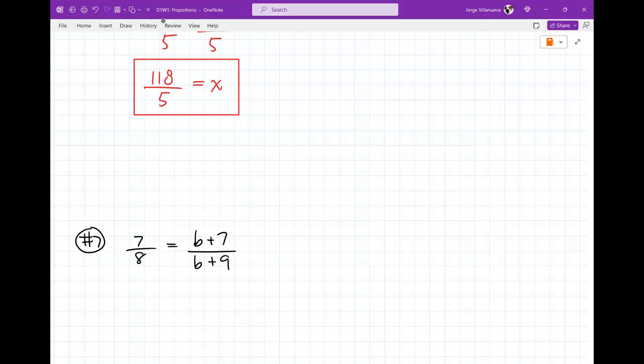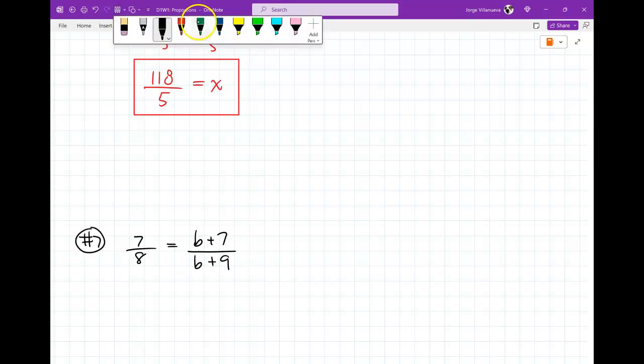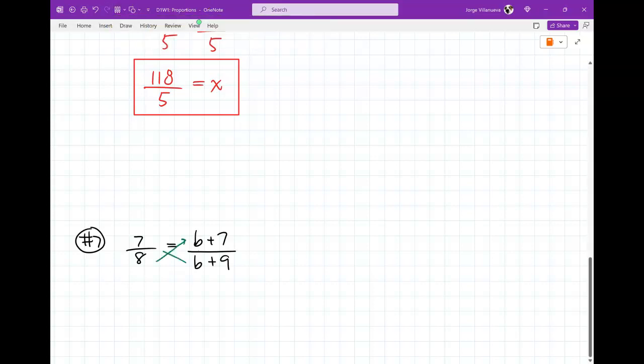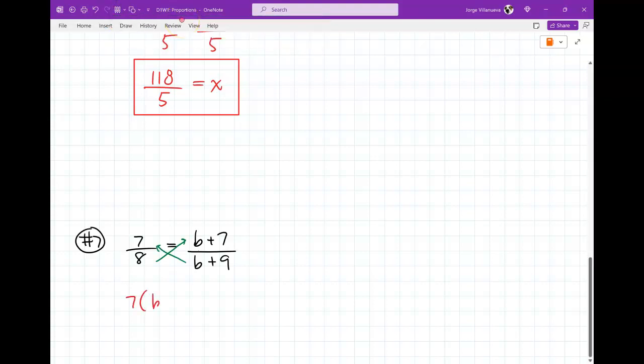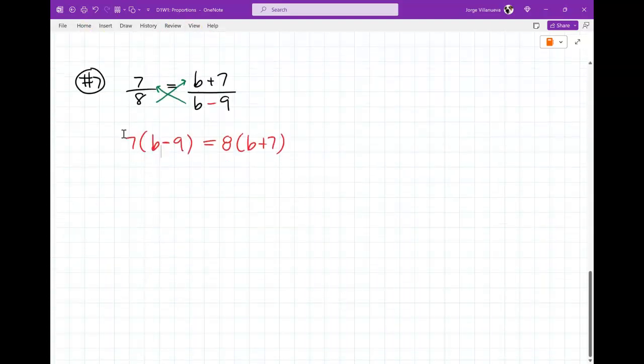Okay, so let's go ahead and do our cross multiplication. We're multiplying like that. So I get 7 times b plus 9 equal to 8 times b plus 7. Is it a minus? Which one? Oh, the b minus 9. You're right. B minus 9. We'll change that right there. So number 7 should be b plus 7 over b minus 9. Thank you.